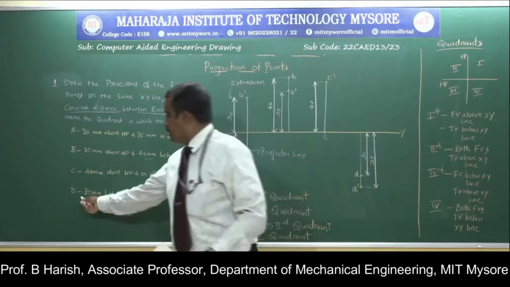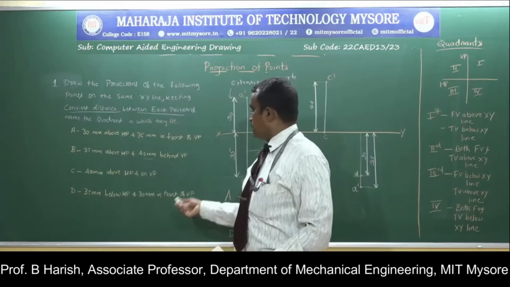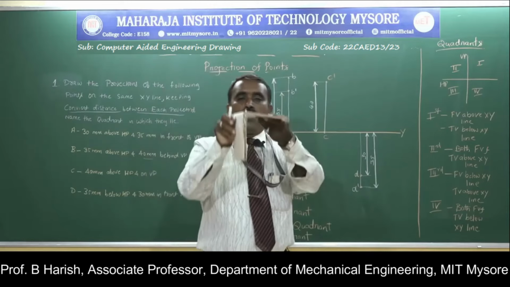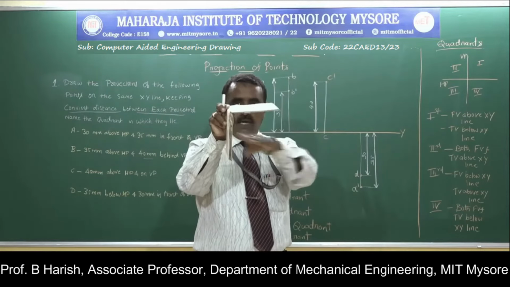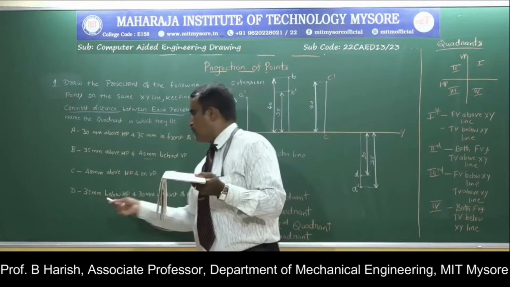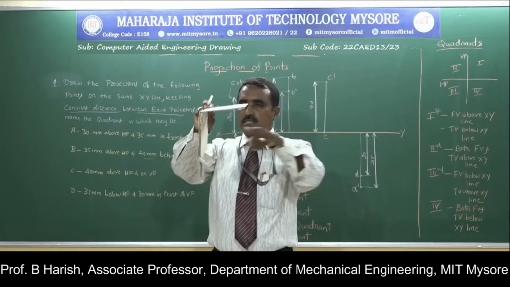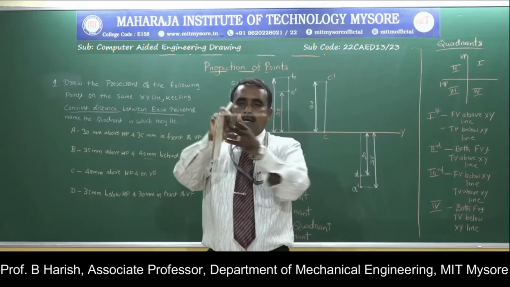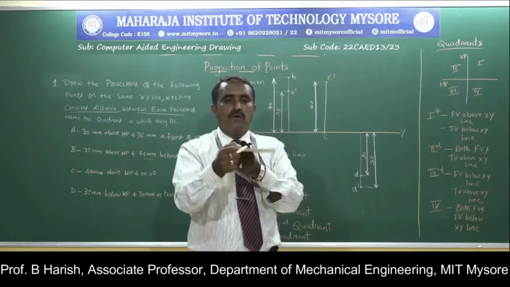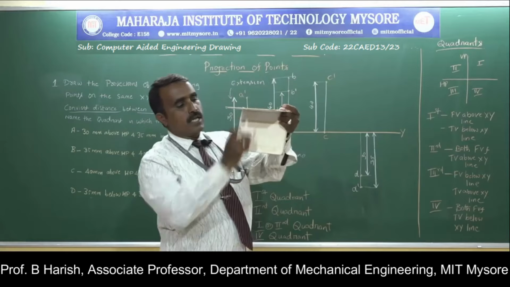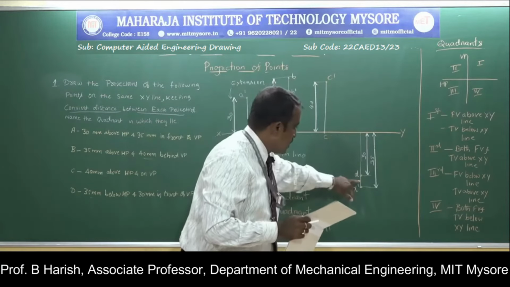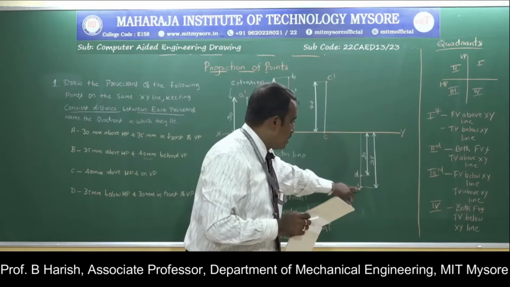Then come to the last one: 35 mm below HP and in front of VP. So it is below HP, in front of VP. Note down the distances: this is 35 mm below, and it is 30 mm in front. So 35 mm below and 30 mm in front. Looking at the observer, you have to locate the top and front view. From here you draw a projector, and measure a distance of 30 and 35 mm.